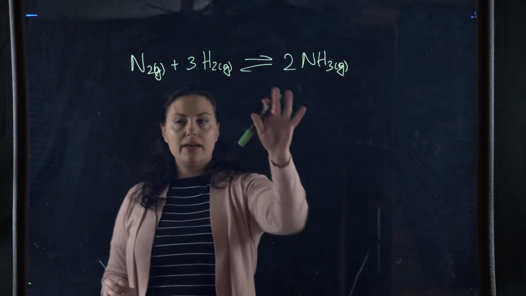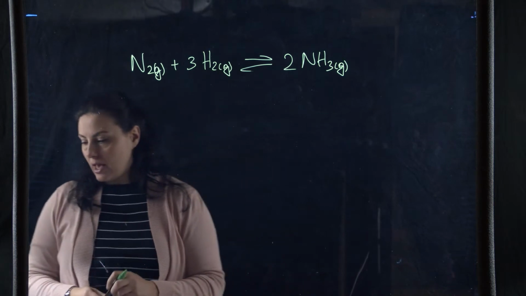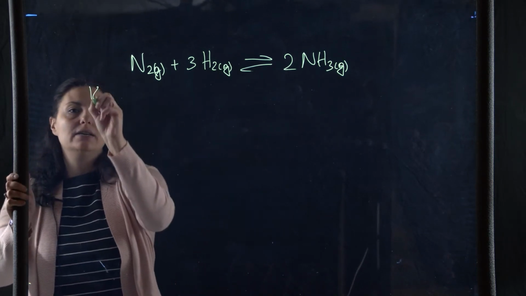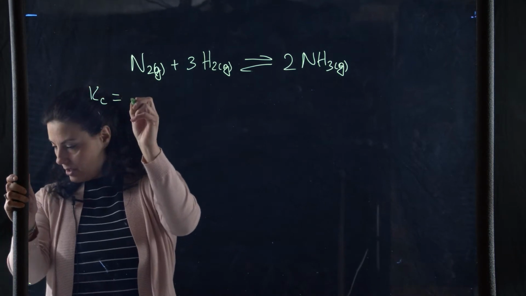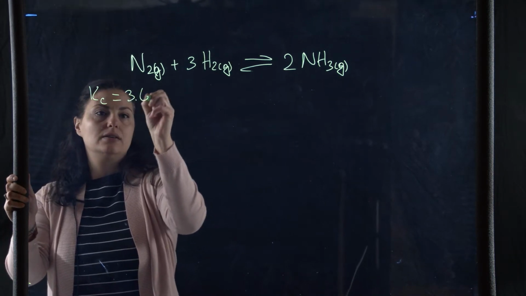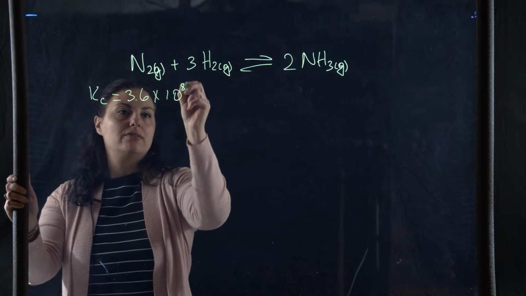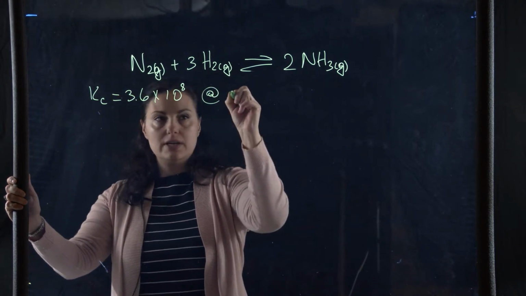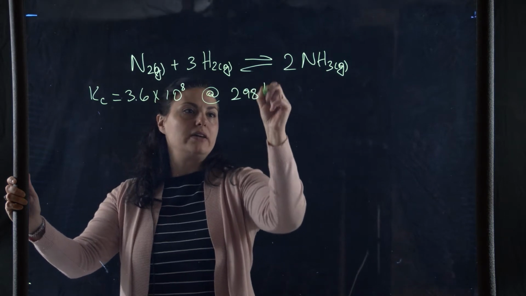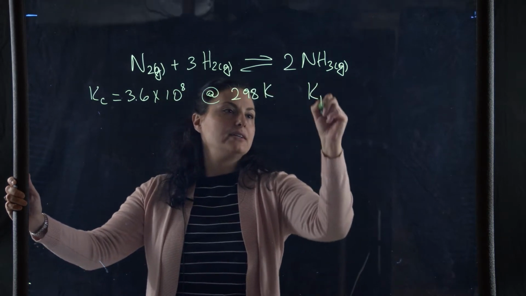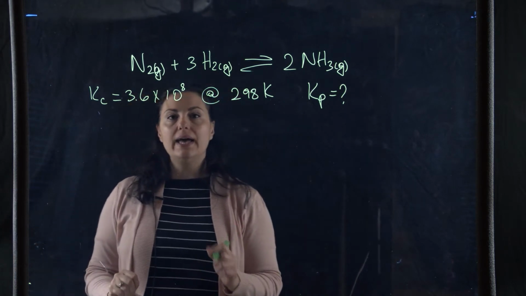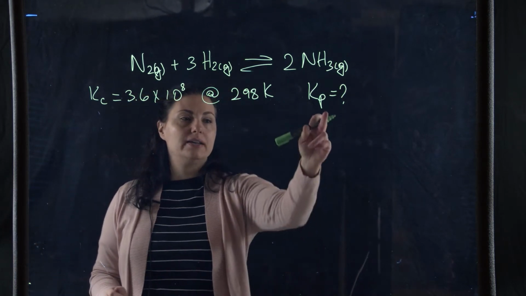Okay, so this is my reaction, and I know I'm given a value for Kc of 3.6 times 10 to the 8th. And I'm also told that the temperature is 298 Kelvin. I'm asked to find Kp. Okay, I have everything I need to find Kp.